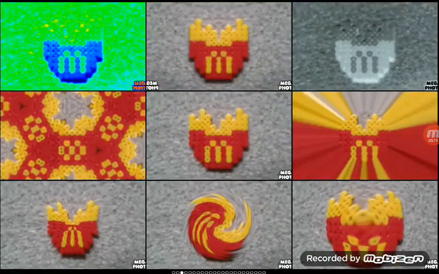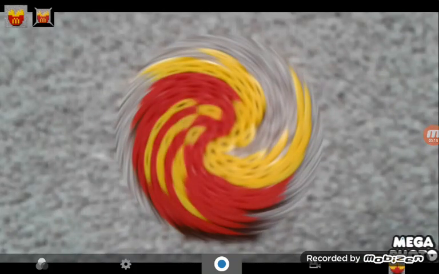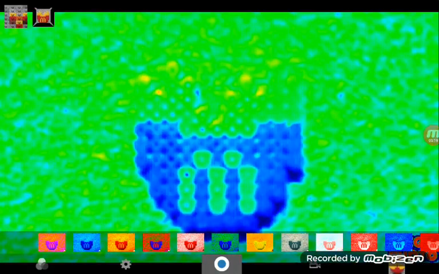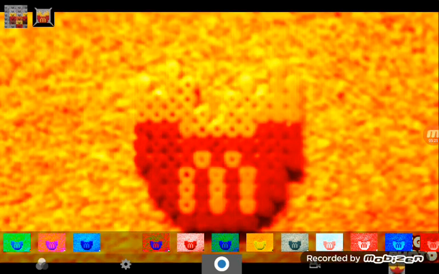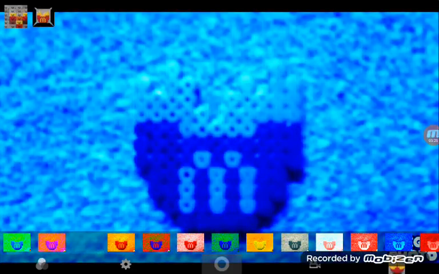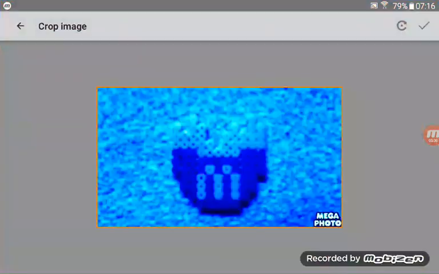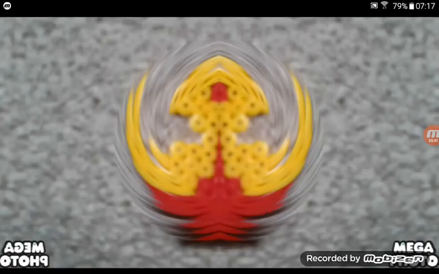Take picture. Okay. That is how you make opposite center effects.